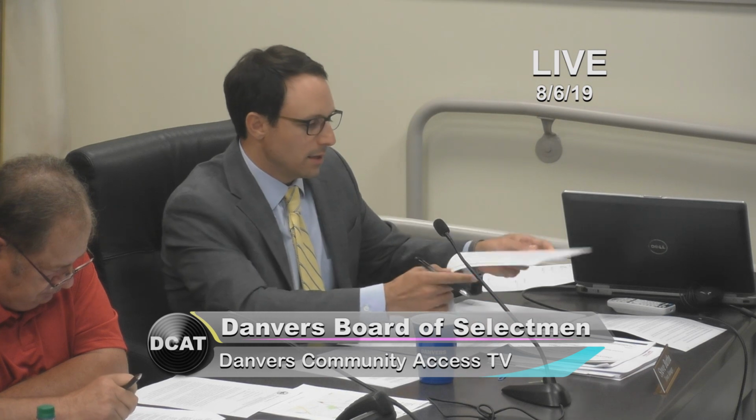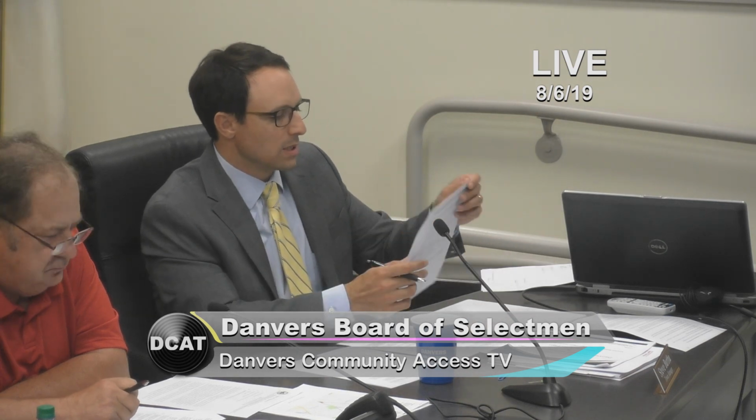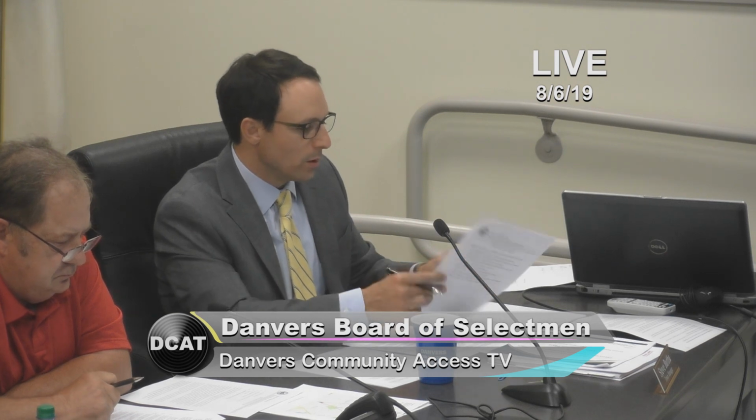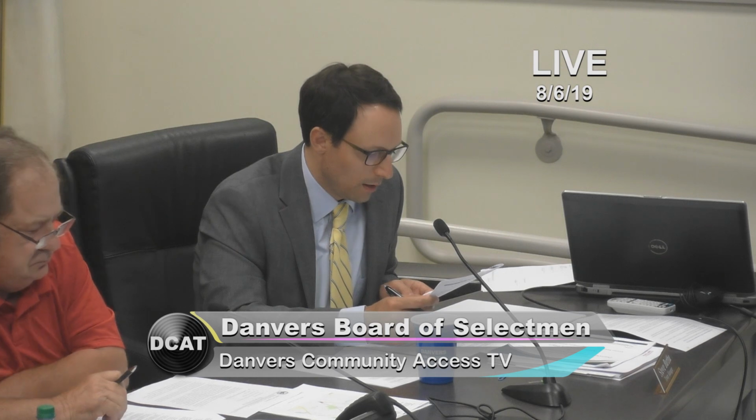I did provide an updated timeline to you tonight. Aaron's memorandum included a timeline, but we did move some things around in there, and I just thought I would walk through that. So to comply with this process at either our September 17th or October 1st meeting, there would be a presentation made to the selectmen to talk through the 40R process.